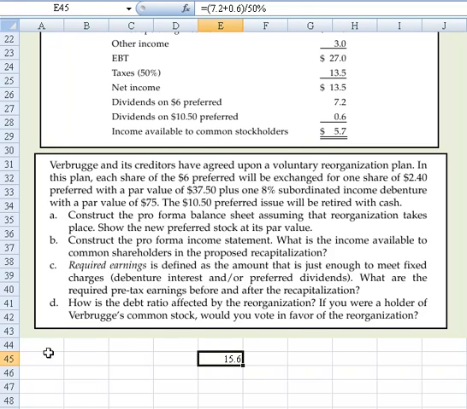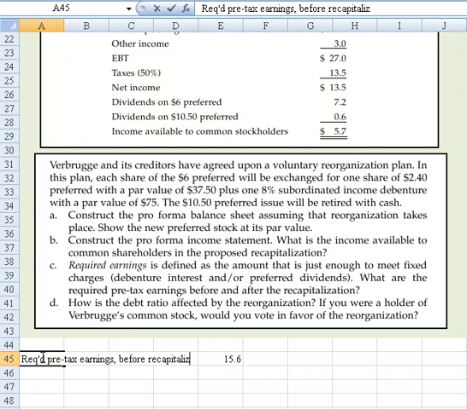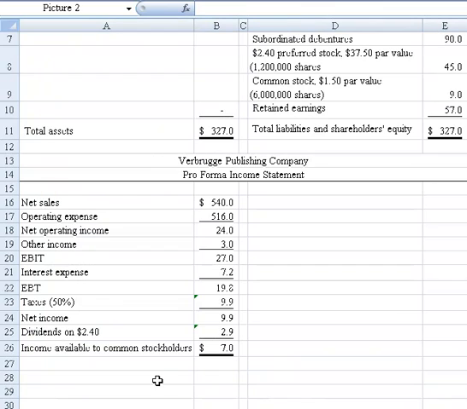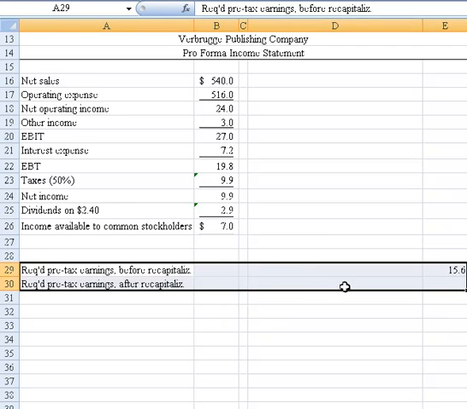So let me slide this over and we'll just label this. This is the required pre-tax earnings. And we're defining required pre-tax earnings as enough to meet the fixed charges. And this is before recapitalization. I'll just abbreviate it. Now, I'm going to change it and do it after the recapitalization. I think what I'll do is copy this over and then we'll flip to the other sheet and drop those in, see if we can work on it here.